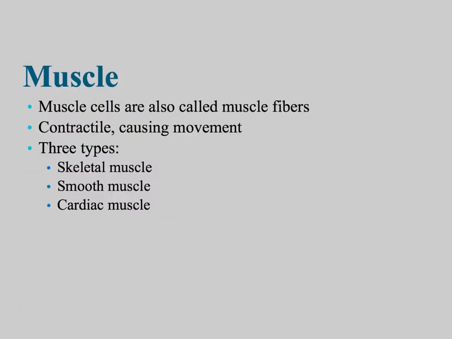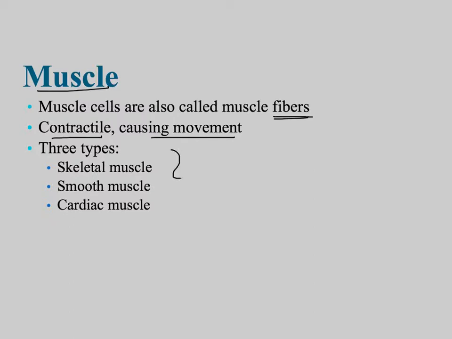So now we move on to muscle, another type of tissue. Muscle cells are also called muscle fibers. Just to kind of confuse you, we keep on using fibers in several different ways here. Muscle fibers are entire cells. The fibers found in connective tissue are not cells, they are protein. Muscle cells are contractile. They can contract, causing movement. That is their key role.